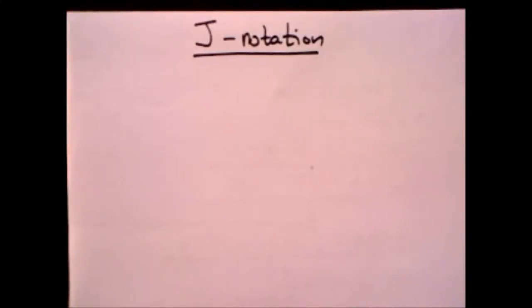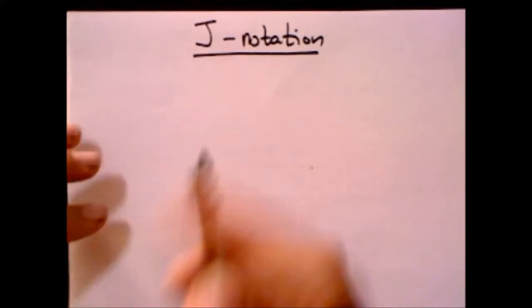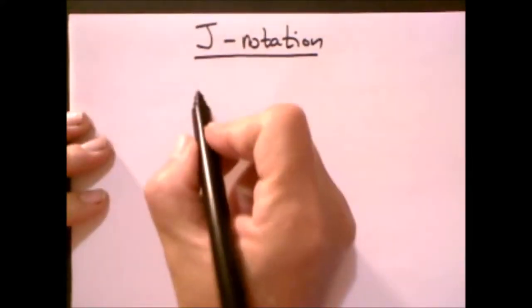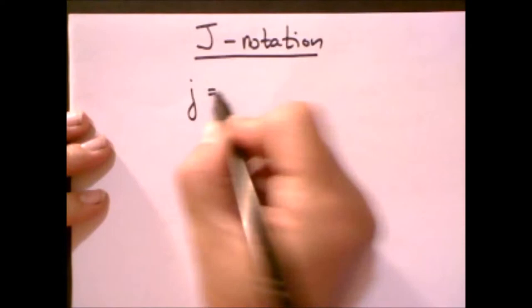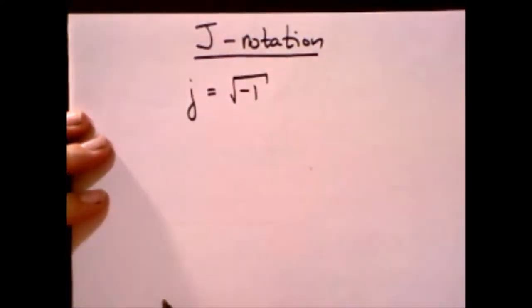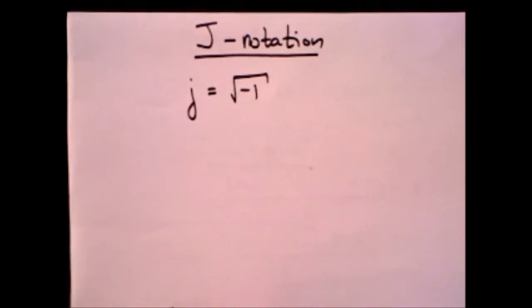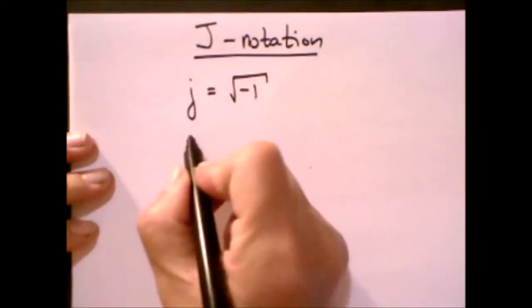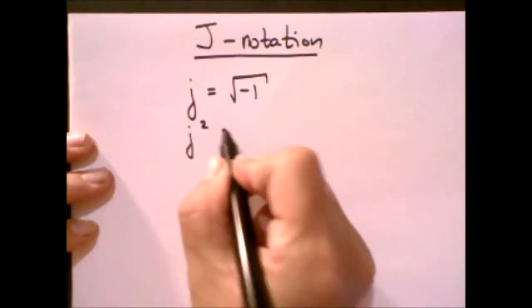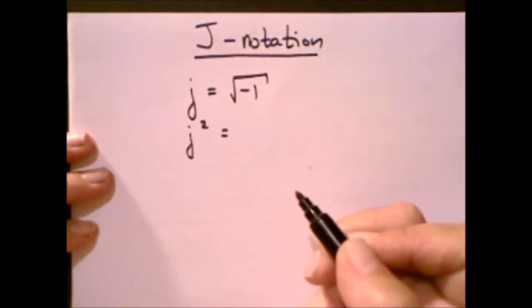In this video, we're going to have a look at the properties of the imaginary number j. You'll recall that we defined the imaginary number j as being the square root of minus 1. Now let's see what happens to j if you raise it to higher powers. Let's look at j squared. Let's see if we can simplify it.